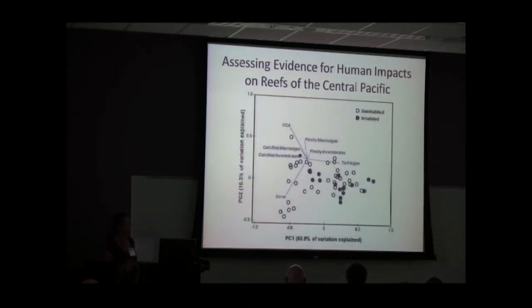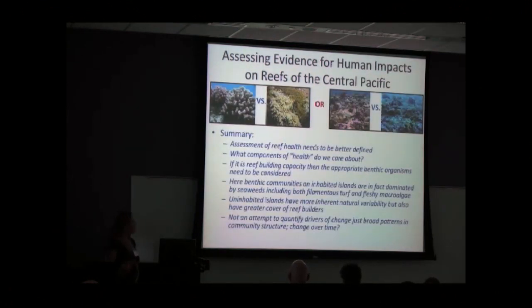So just lastly, to look at the entire benthic community as a whole, this is a PCA of all of the different benthic functional groups. These two axes explain over 80% of the variation in the data. We see that the main axis, the first component, incorporates turf algae on this side, and the two reef builders, CCA and corals, on this side. And the majority of the inhabited islands sit over here, whereas the uninhabited islands, again, have much more variability, but a larger amount of them are on the calcified end of the spectrum. So this suggests that by taking into account the entire benthos, we can actually learn a lot more about what's happening on these reef communities.